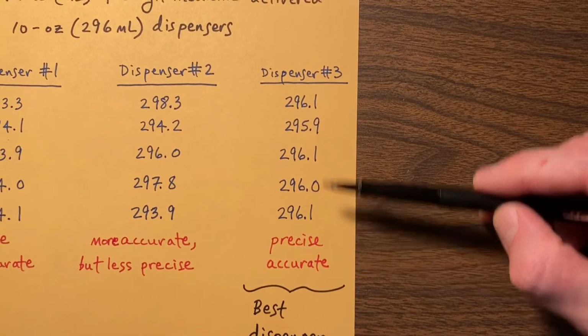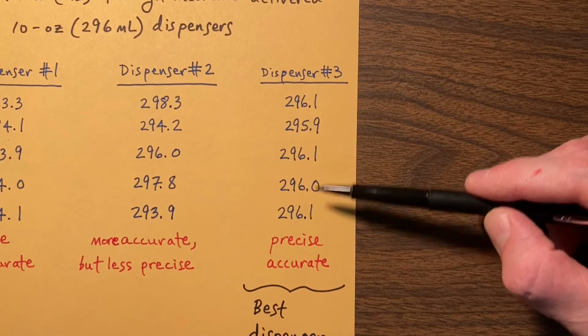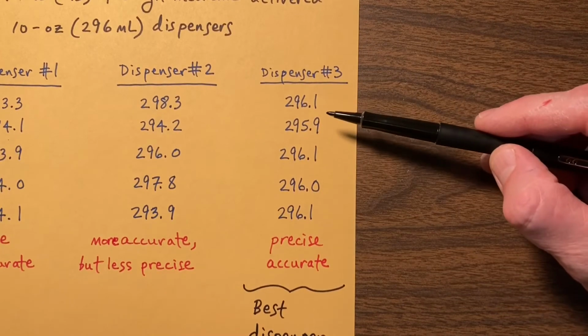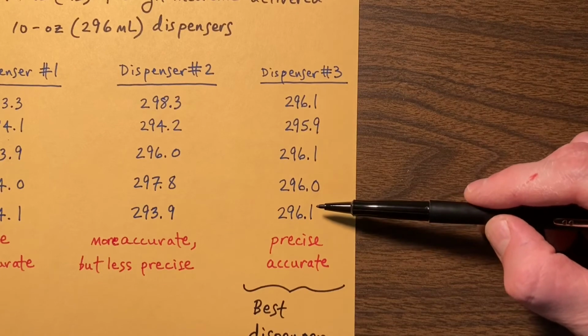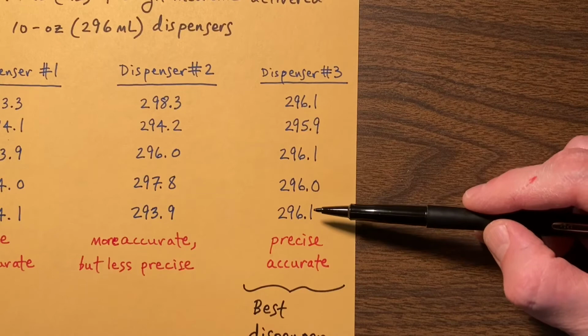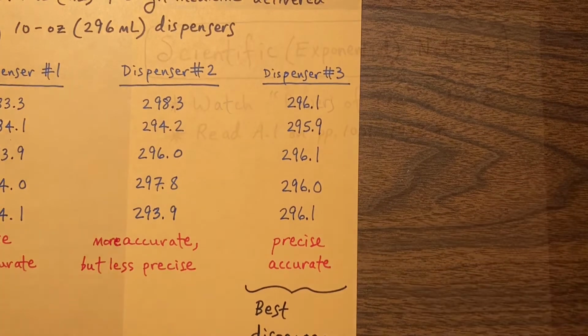The best dispenser would be one that gives you repeatable volumes, and they're close to 296 milliliters. So you can clearly see that this third dispenser is very close to 296. It's only off by 1/10 of a milliliter. That's pretty good. And it's close to the accepted value of 296. So we'd say that those measurements are precise and accurate.